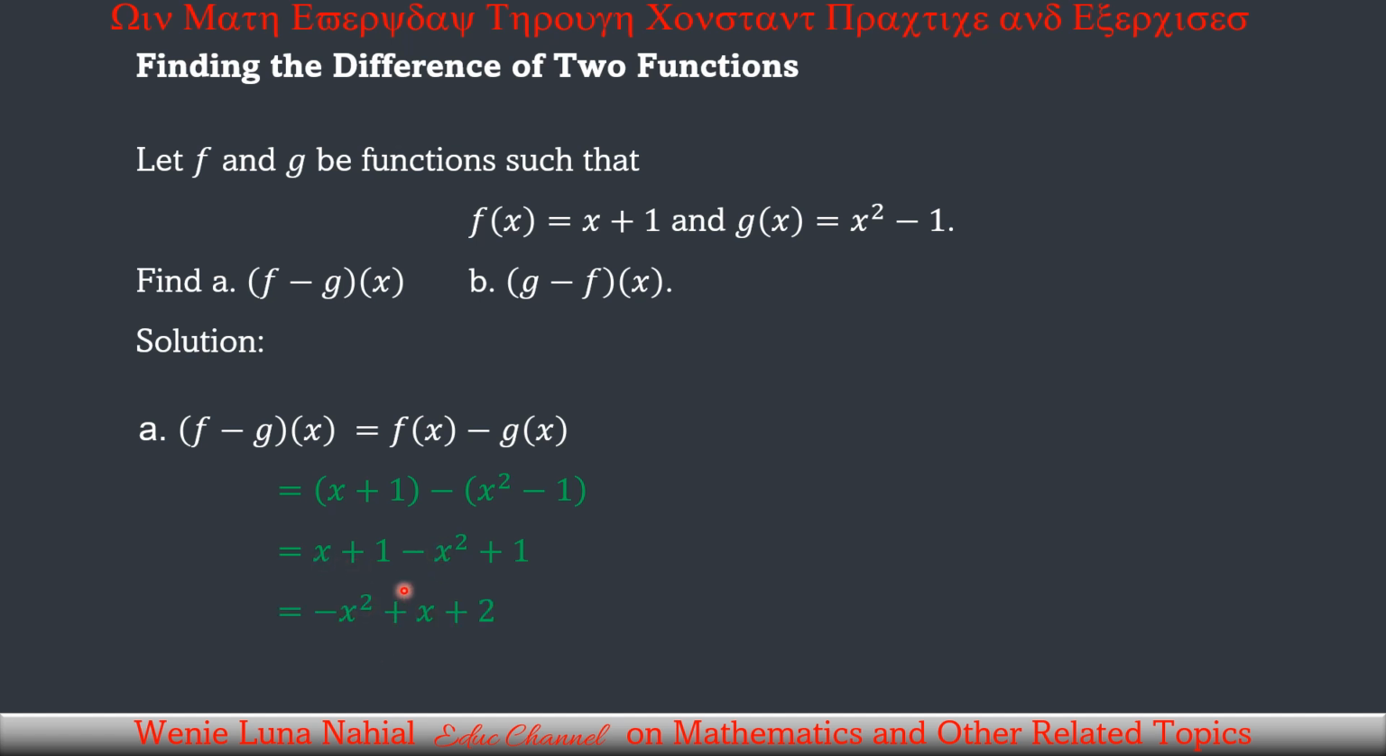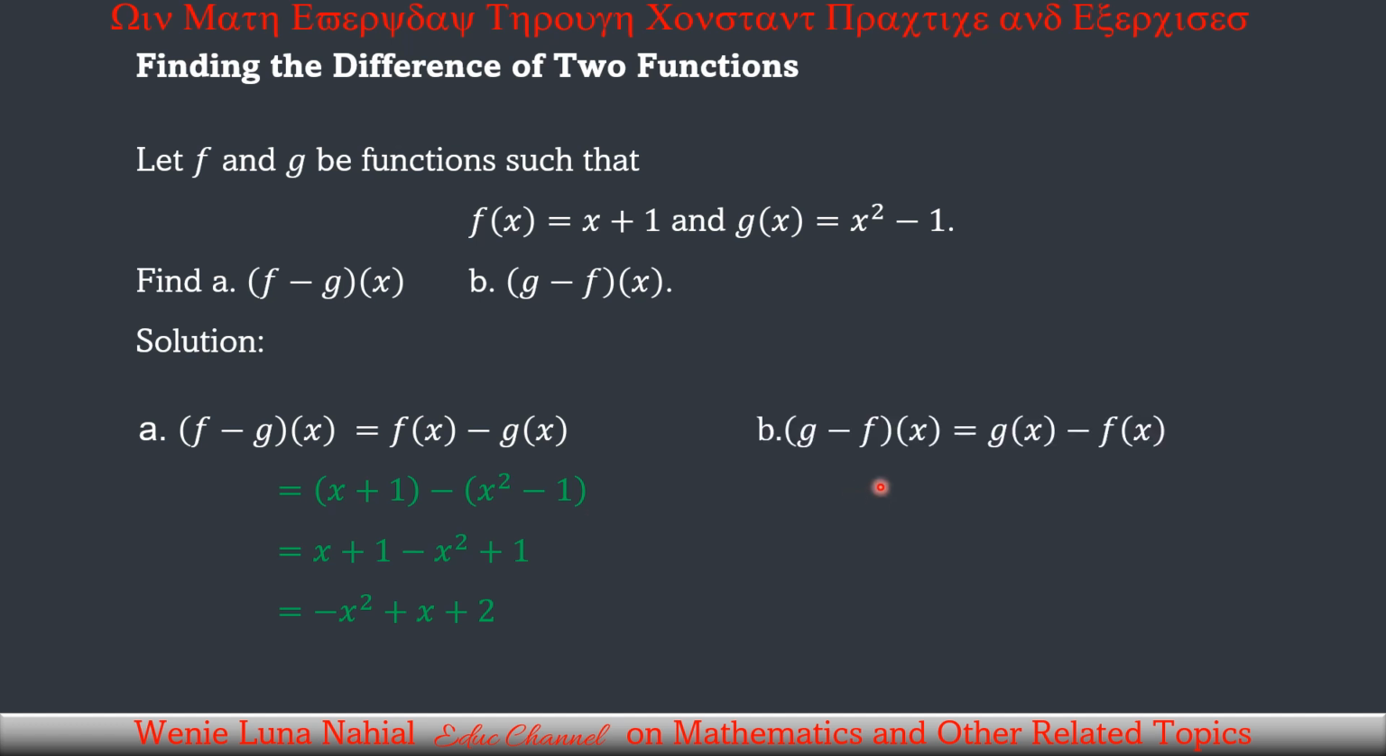We place negative x squared as the first term because we want to arrange the powers of the variables. So we get negative x squared plus x plus 2. So this is the difference of the two functions, f minus g of x.